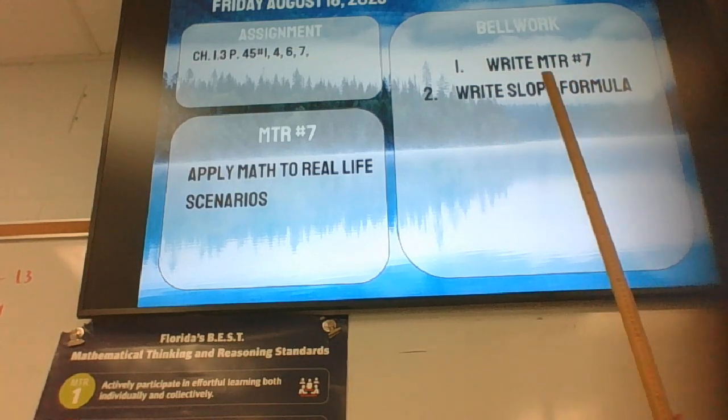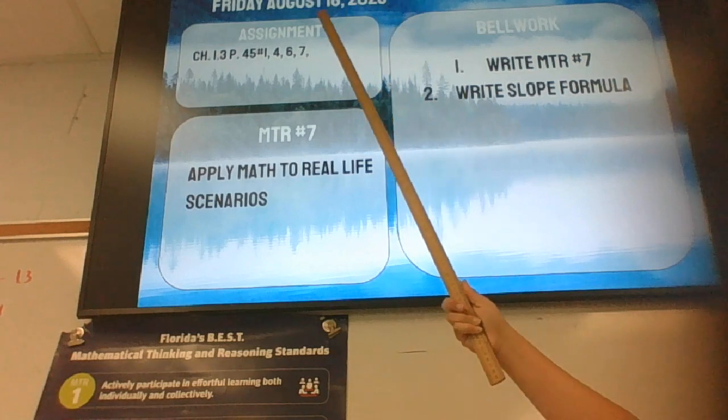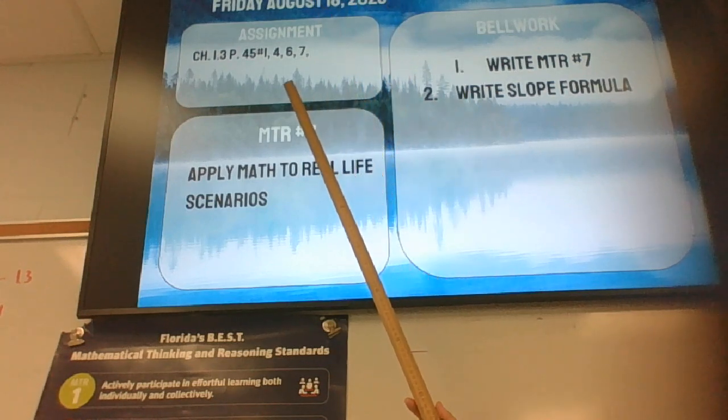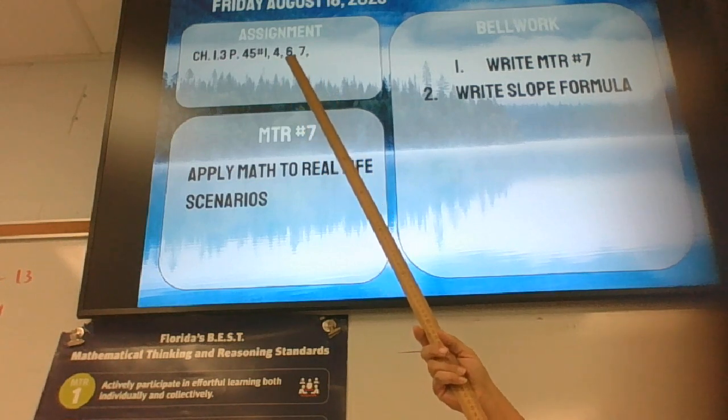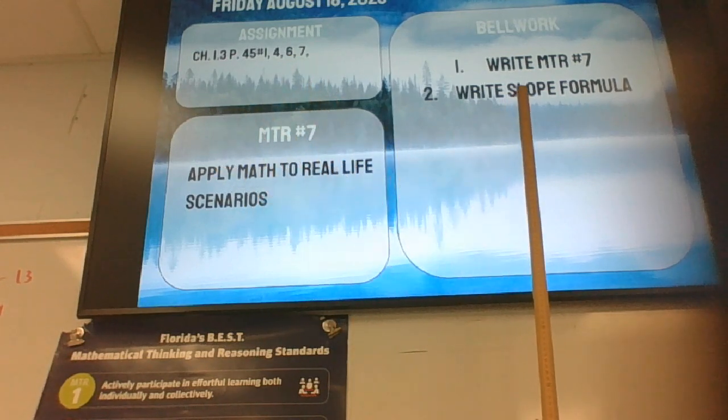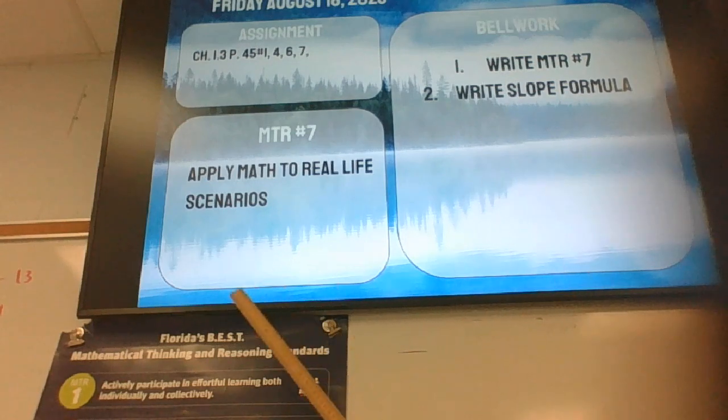Thursday. All right. So our first bell word. Oh, did you write the date? Did you write the assignment? Right next to the date, write your assignment. Number 1 says write MTR. This is supposed to be hanging, and I didn't realize it wasn't until this morning.